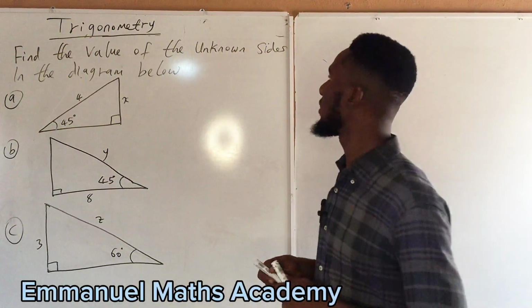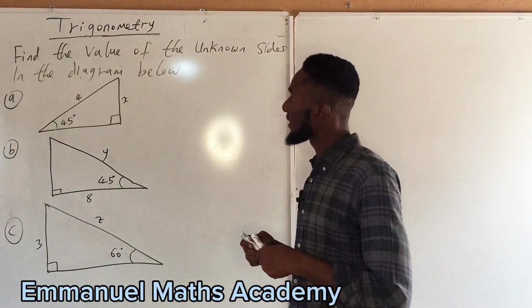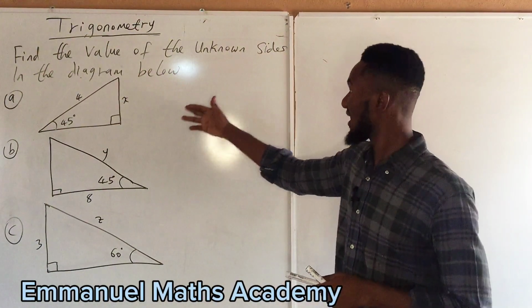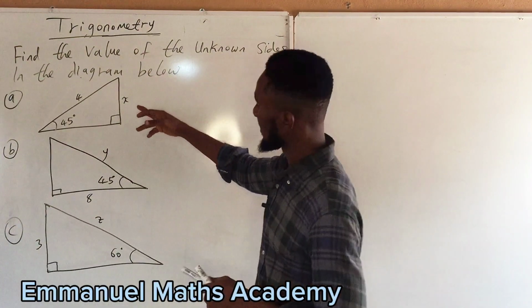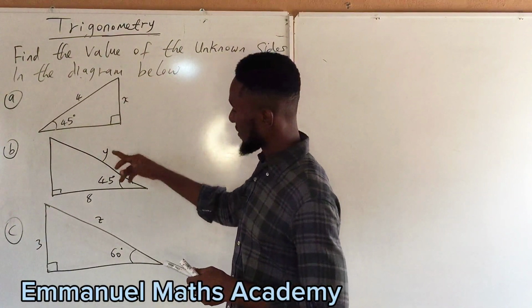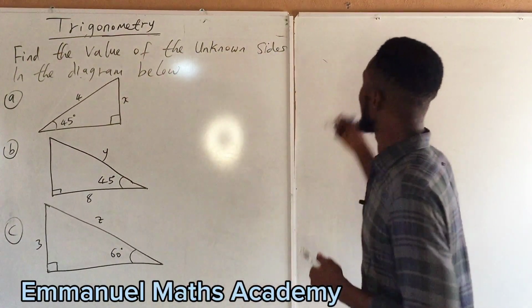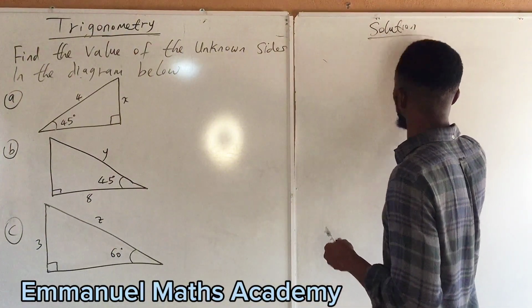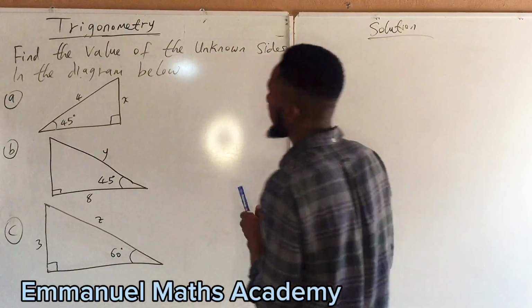Now let's look at this example. It says find the value of the unknown sides in the diagram below. We are given these angles, this diagram. You are asked to find these unknown sides. Find x here, y here, and z here. Right? Solution.